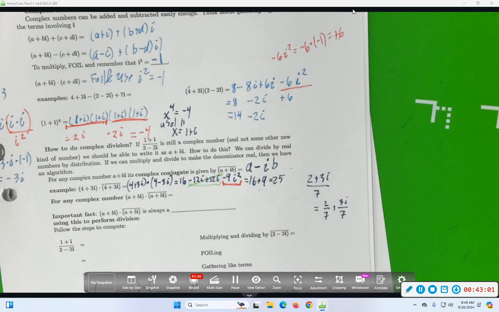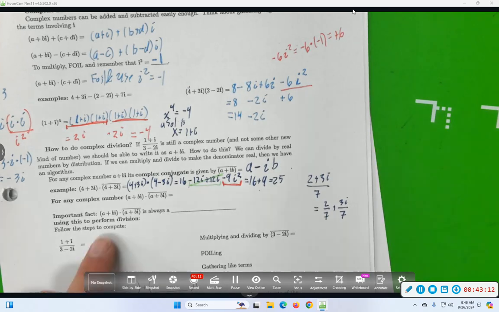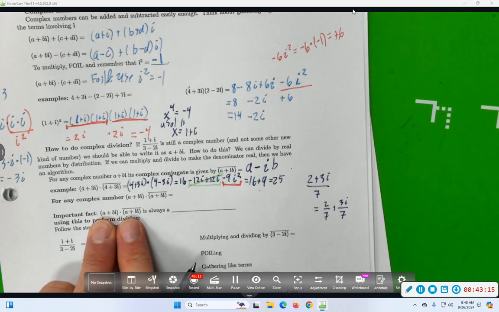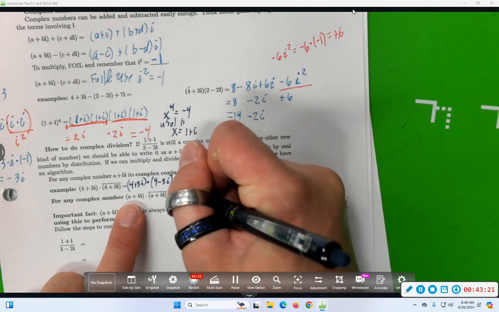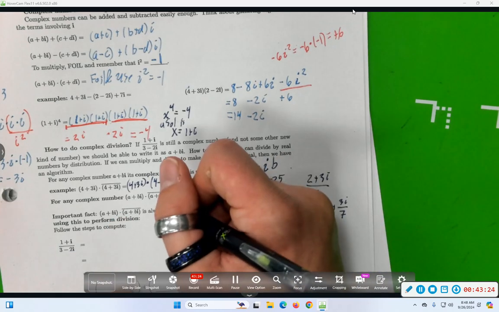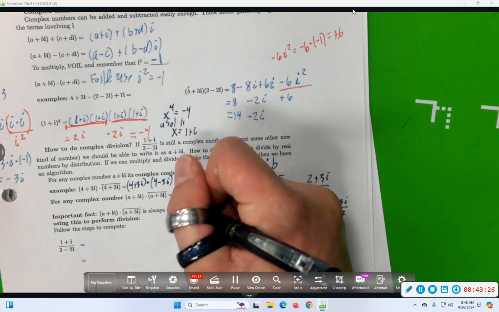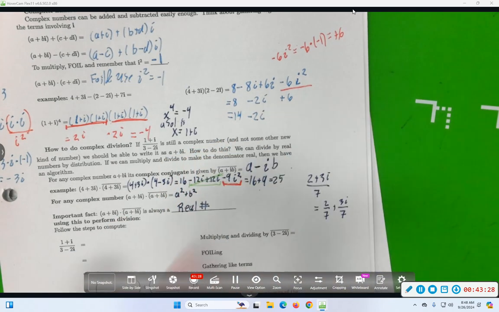But here's the cool part. The complex part canceled. It went away. The complex conjugate is a number that you can multiply any complex number by to turn it into a real number. So, important fact: (a + bi) times its conjugate is always equal to a² + b². It's a real number.